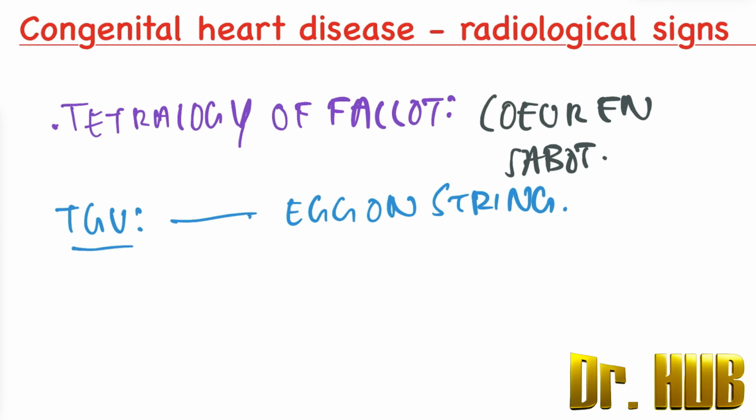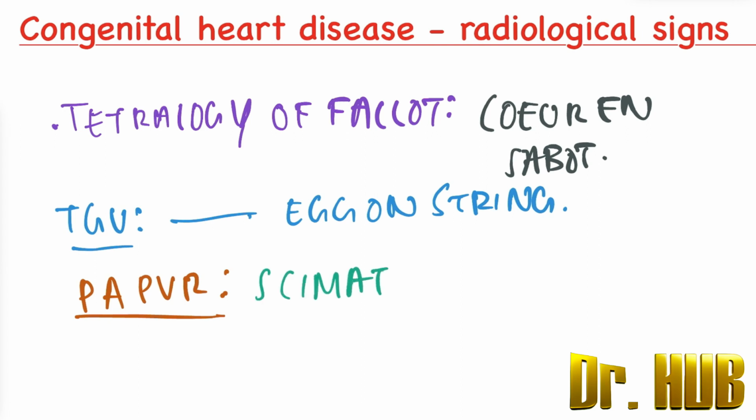Next is partial anomalous pulmonary venous return. So we are writing it as PAPVR. That is a partial anomalous pulmonary venous return. So under this there is the scimitar sign. Scimitar sign.